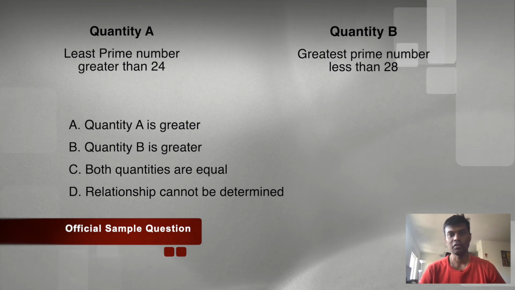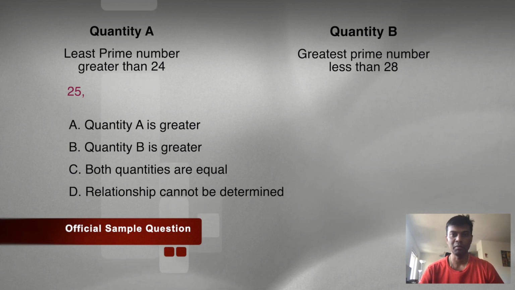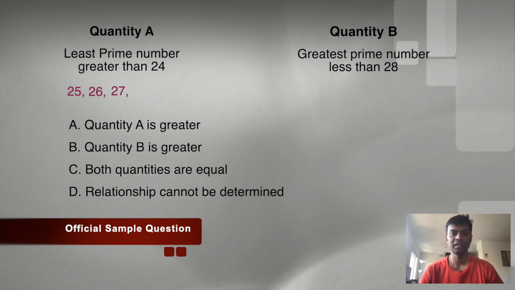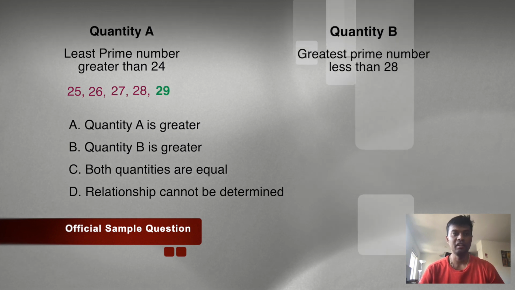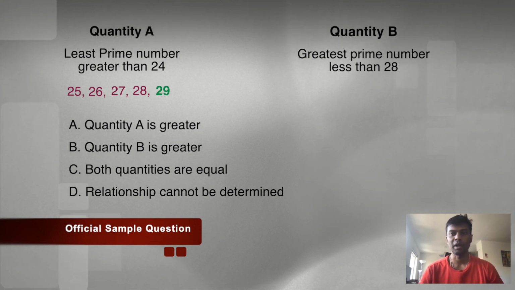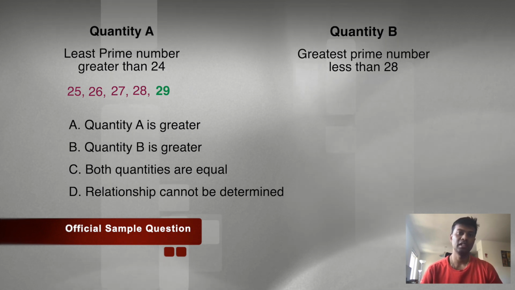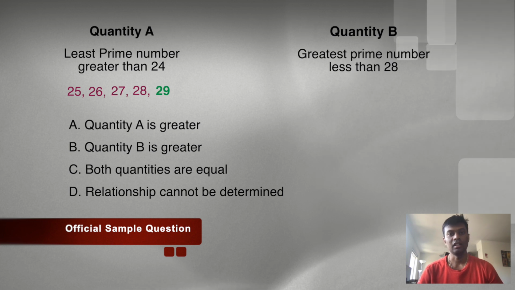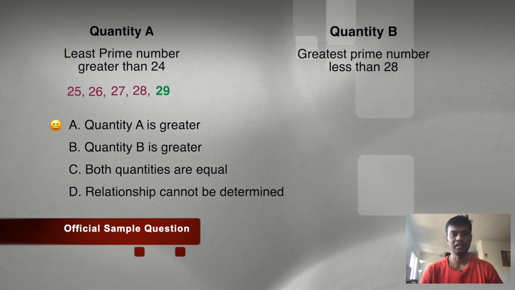Now let's try to find quantity A. So for quantity A, the next integer after 24 is 25, which is not a prime number. 26 is not a prime number. 27 is not a prime number. 28 is not a prime number. But 29 is a prime number. So quantity A value is 29. Now let's look into quantity B, the greatest prime number less than 28. We don't need to calculate this because it will be always less than 29. That means the answer to this question is choice number A, quantity A is greater.